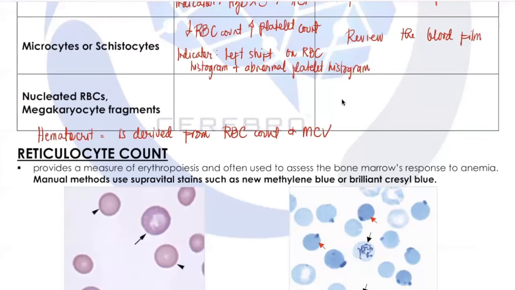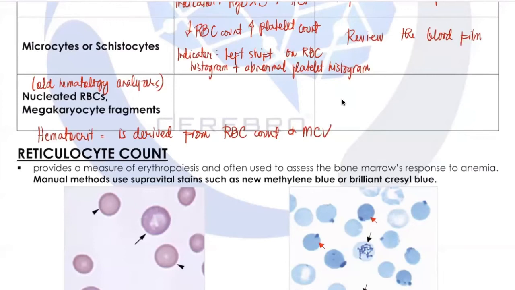Next and last, for these technical errors, we have nucleated red blood cells and megakaryocyte fragments. However, usually these interferences tend to be present only in the old hematology analyzers, because the newer analyzers are already capable of counting nucleated red blood cells. And these analyzers are now able to perform the corrected WBC count themselves.